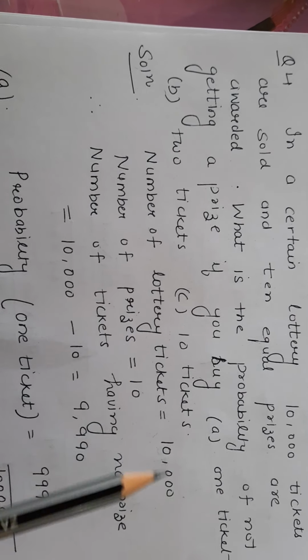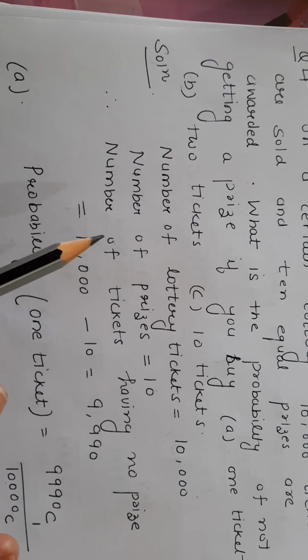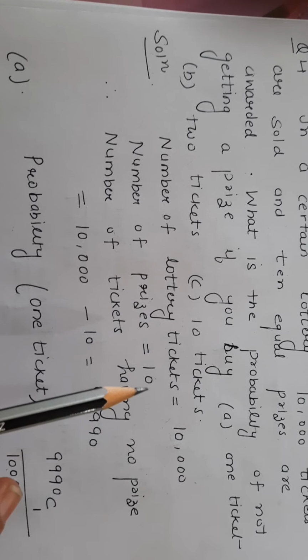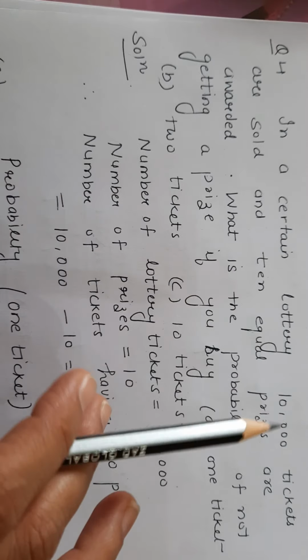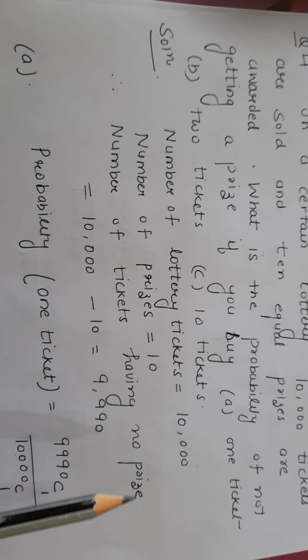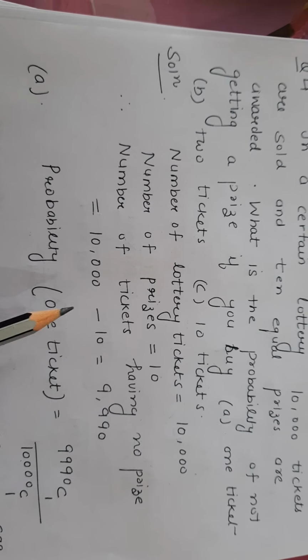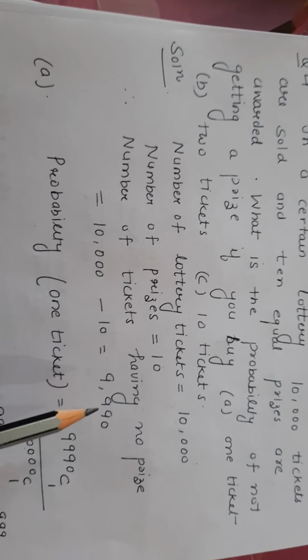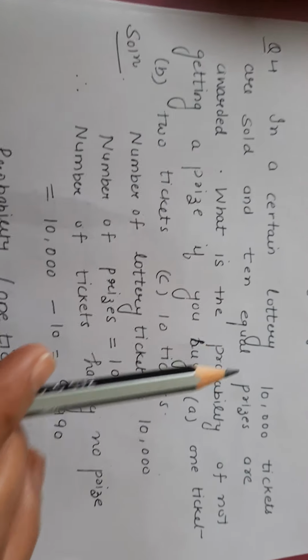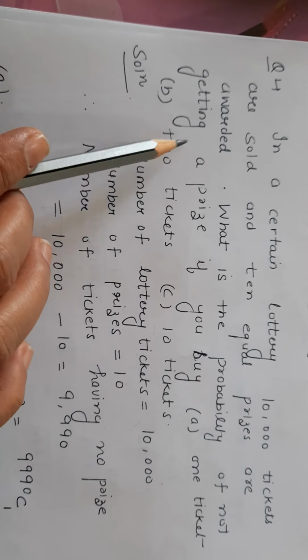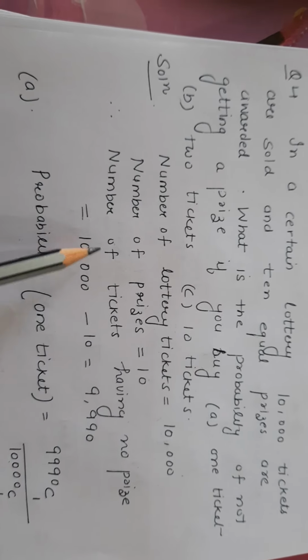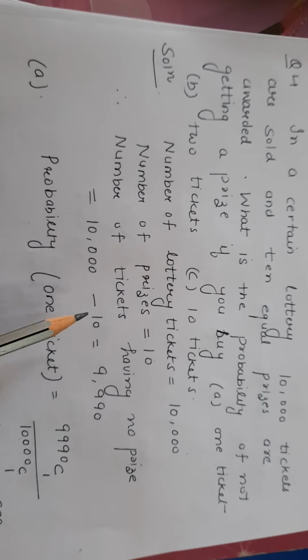Number of lottery tickets are 10,000. Number of prizes are 10, because there are only 10 tickets which are having prizes, right? So the number of tickets which are not having any prize will be 10,000 minus 10, so this is 9,990. Here you have to find the probability of not getting a prize. So that's why we have calculated the number of tickets which are not having any prize.